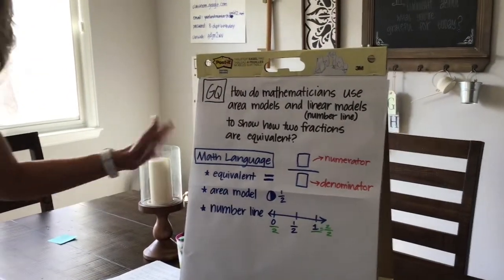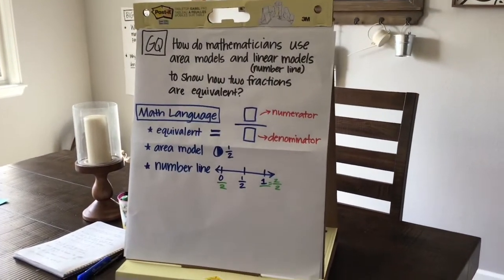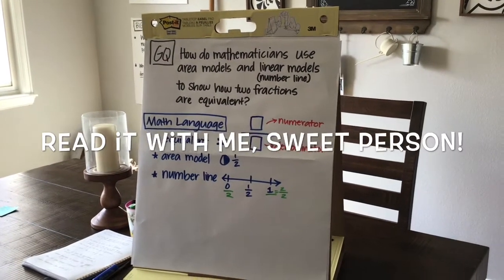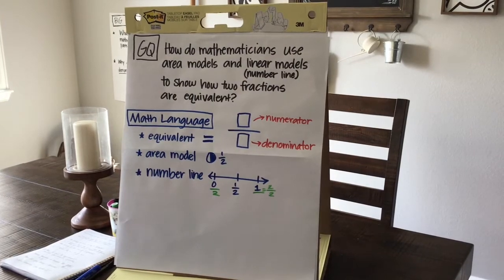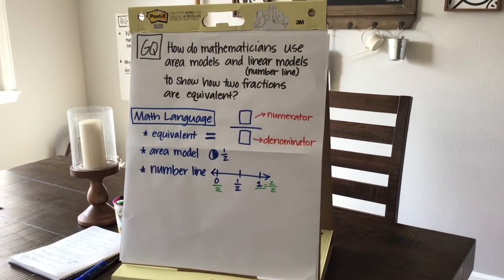Here is our guiding question for today. You'll notice it looks just like yesterday. We're going to do the same thing but get a little bit more practice now that I've figured out the kind of video timing thing. Okay, so guiding question, read it with me at home. How do mathematicians use area models and linear models, or number lines, to show how two fractions are equivalent?